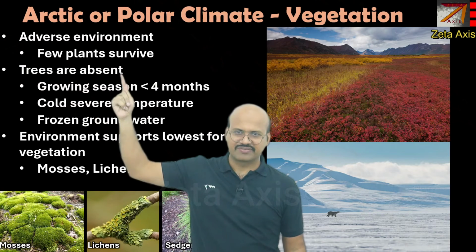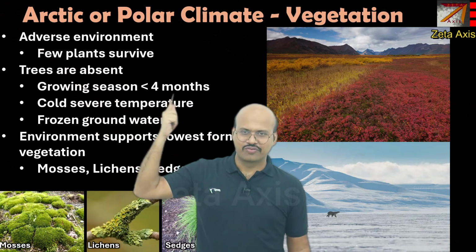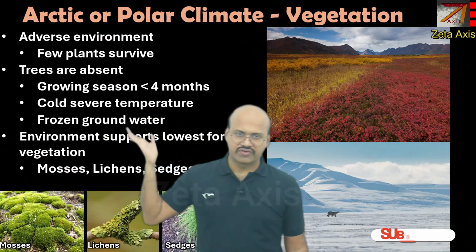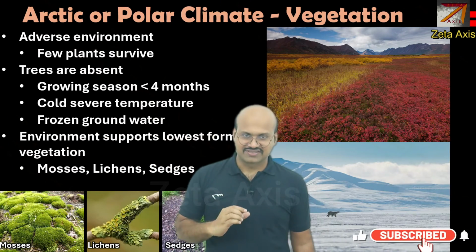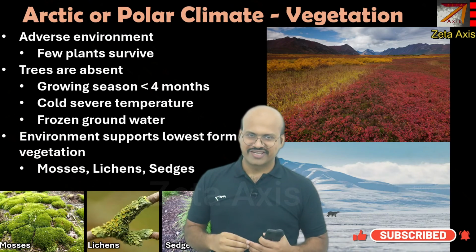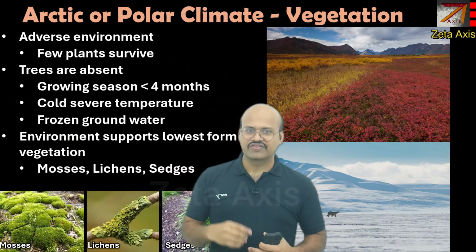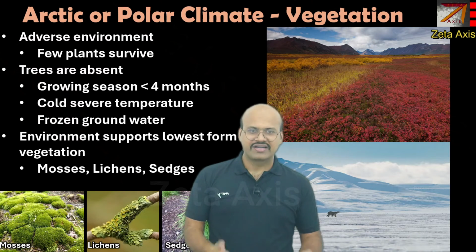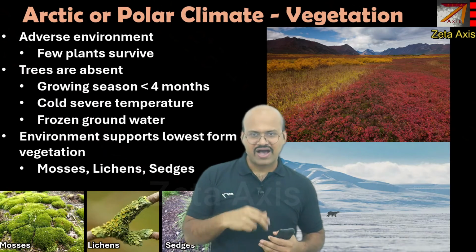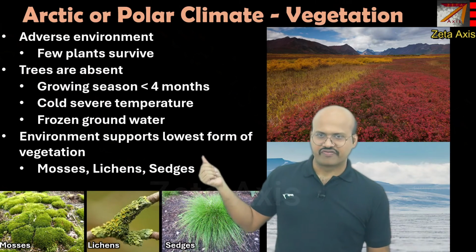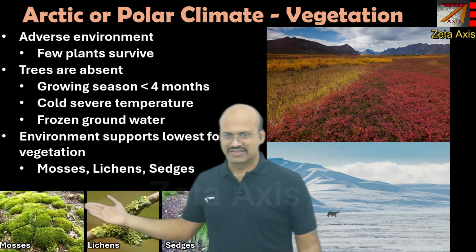Trees are absent because the growing season is less than 4 months, with cold, severe temperatures in the winters, as well as frozen groundwater. We have seen that below the 6 inches, the groundwater is frozen. Therefore, the tree roots cannot go inside it. They cannot search for water. Even if the water is there, they cannot carry it up because it is in the form of ice. The environment therefore supports only the lowest form of vegetation. These are the mosses, lichens, and sedges.